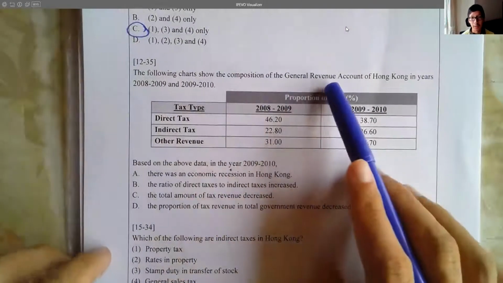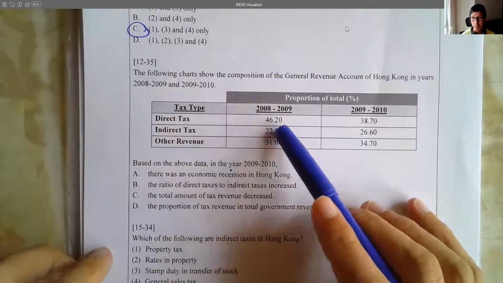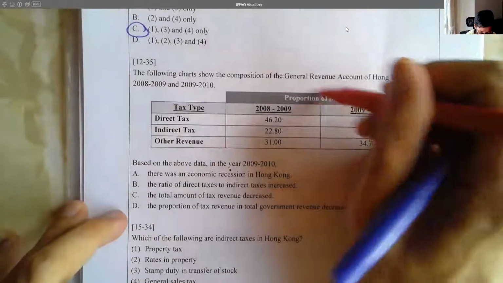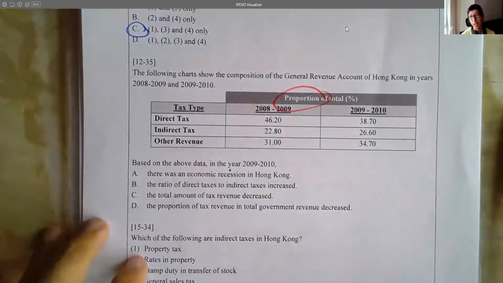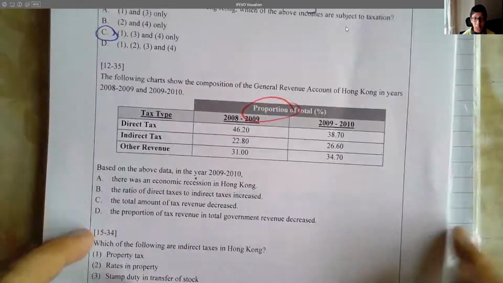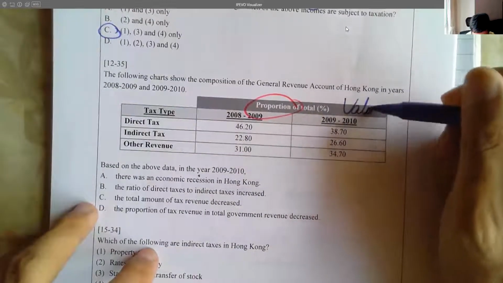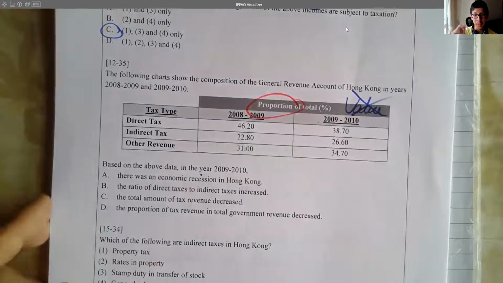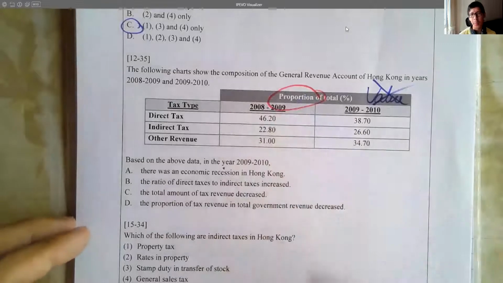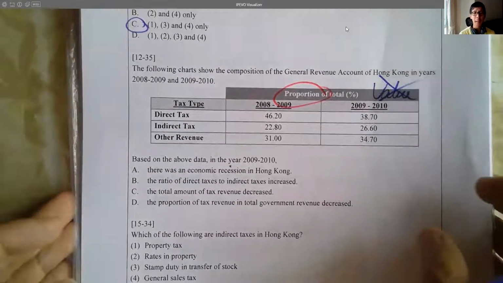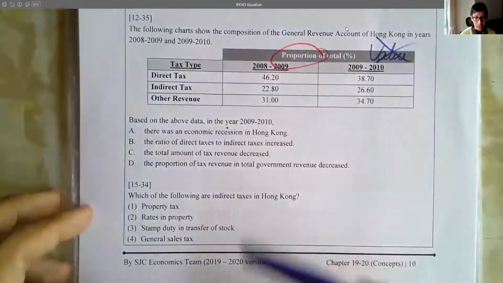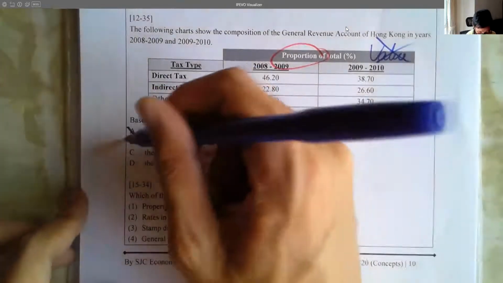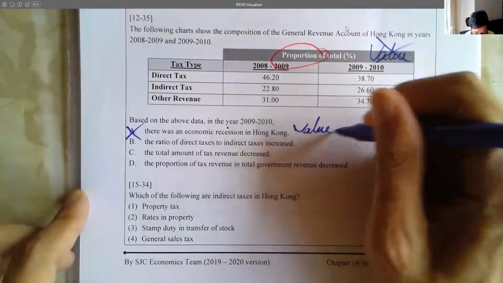This shows the composition of the general revenue account. Let's see. Remember this table. It shows the proportion of the total. Do you know the actual value? No. You know nothing about the actual value. You only know the proportion. So based on the above information, can you conclude whether we have an economic recession? No. You do not know about the actual value.